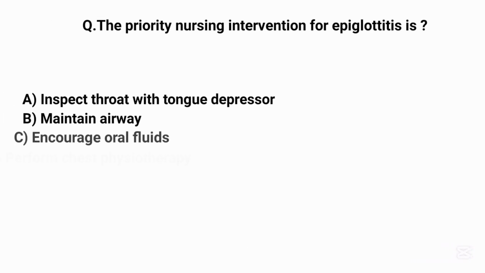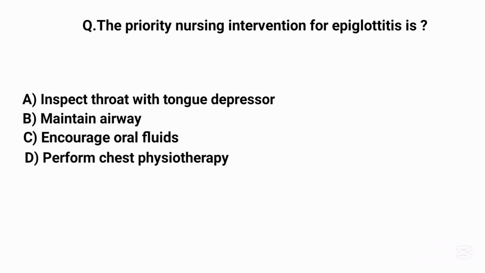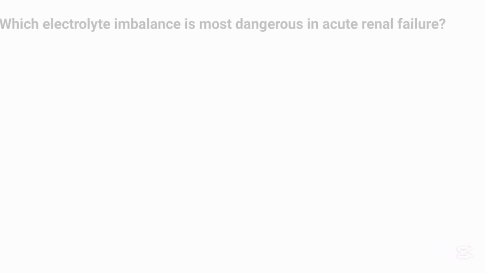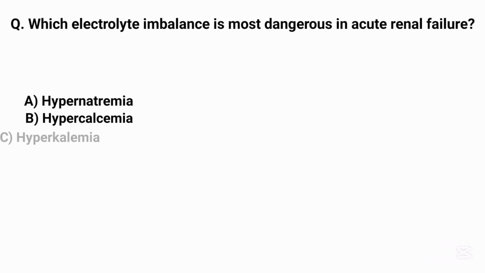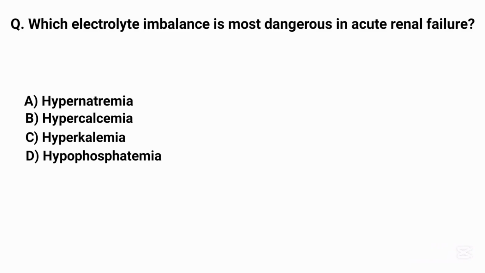The priority nursing intervention for epiglottitis is. Correct answer is option B, maintain airway. Which electrolyte imbalance is most dangerous in acute renal failure? Correct answer is option C, hyperkalemia.